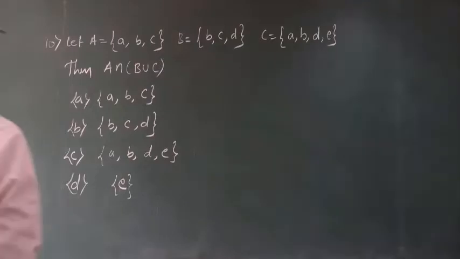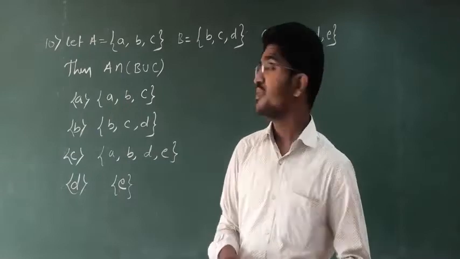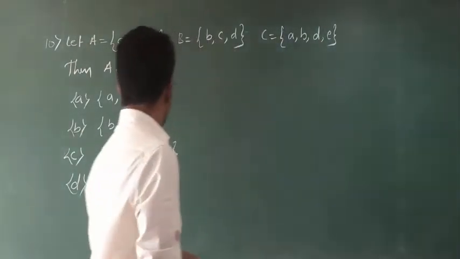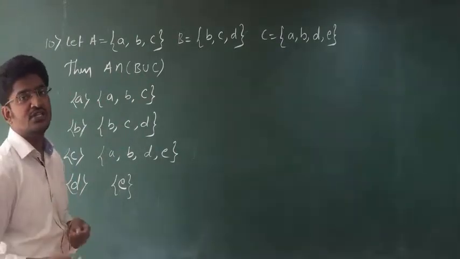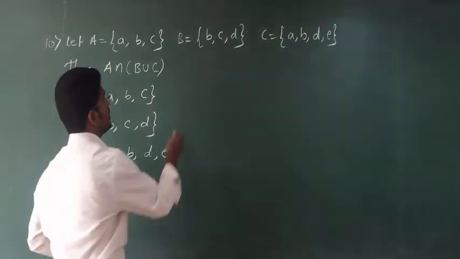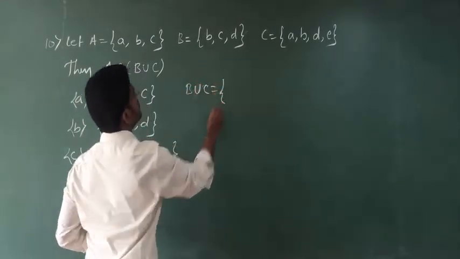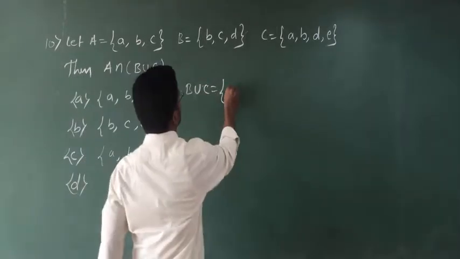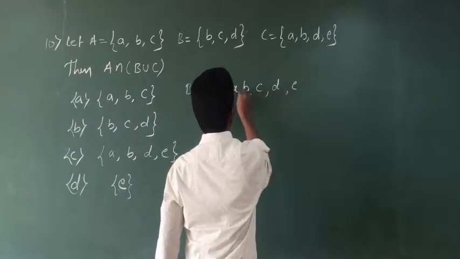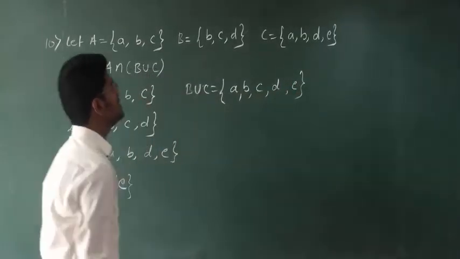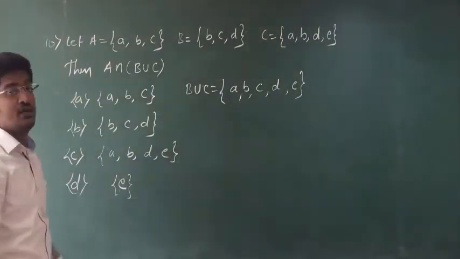Okay students, 10th question. As you all know, this is a very simple question. So just make the union of B union C. What is union of B union C? Write all the elements of B and elements of C. B union C will be equal to A, B, C, D, E. This is B union C. Clear? Make an intersection with A.